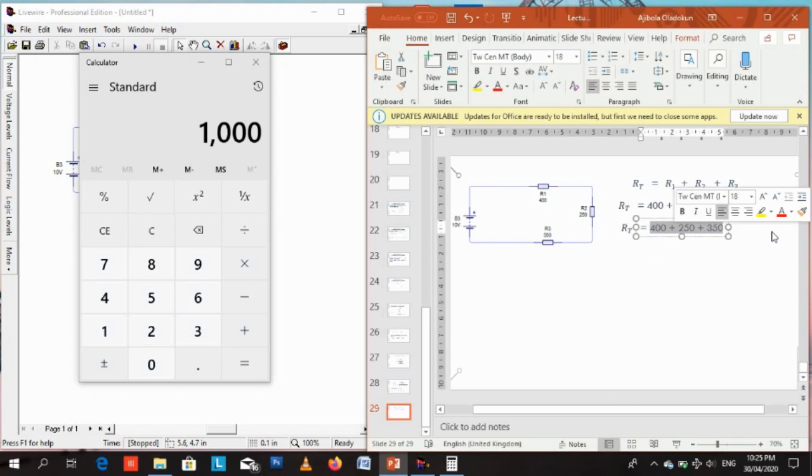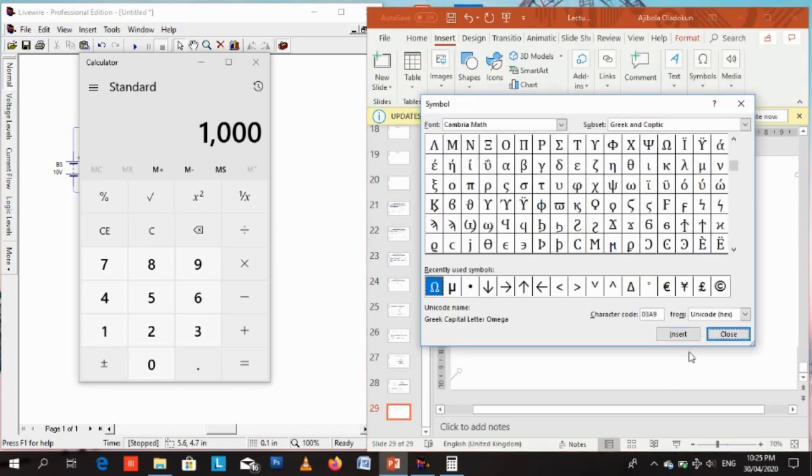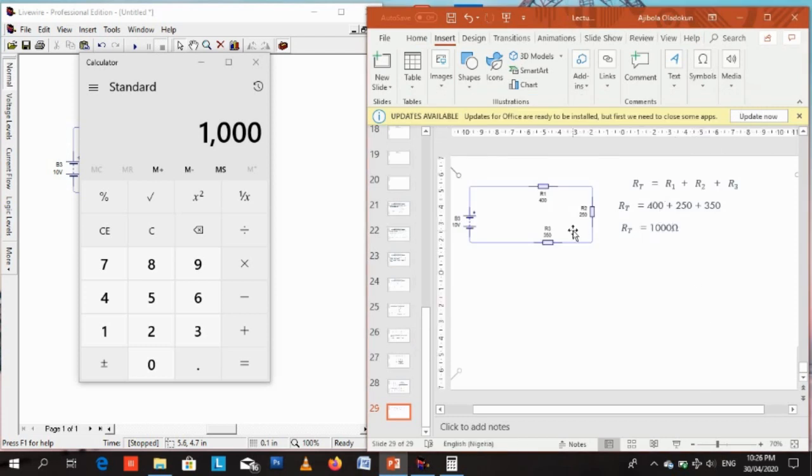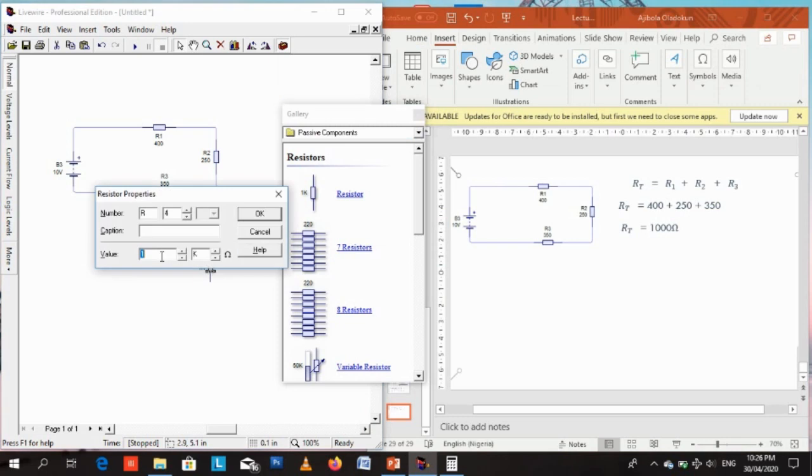So the equivalent resistance of the three resistors in series is 1,000 ohms. Let's get the symbol out. Capital letter omega, Greek character, that's omega. So the three resistors connected in series, 400 ohms, 250 ohms, and 350 ohms, is equal to 1,000 ohms. So all three resistors connected in series is the same thing as having one single resistor that's 1,000 ohms in resistance. So let's go. This is a 1,000 ohm resistor.